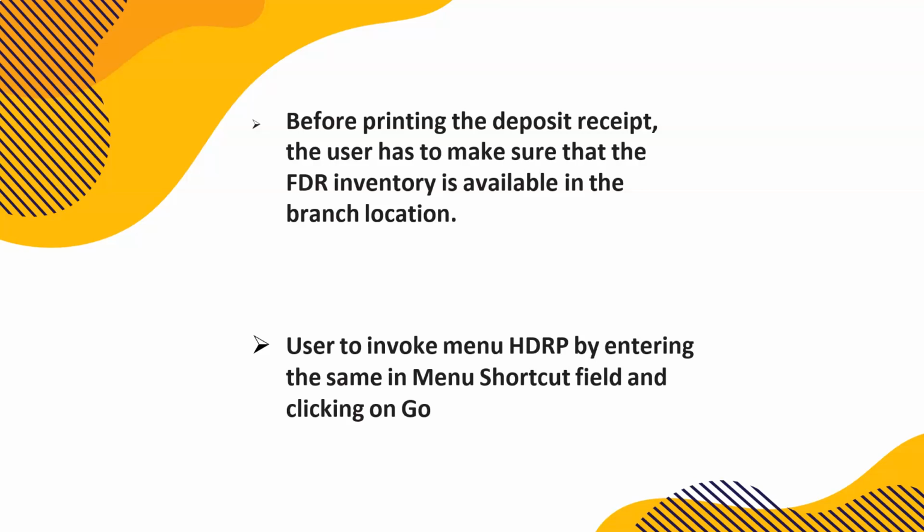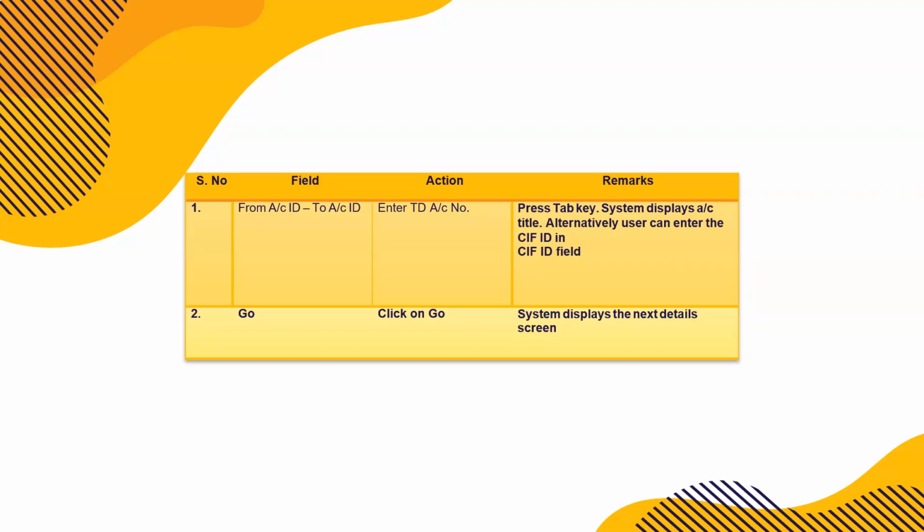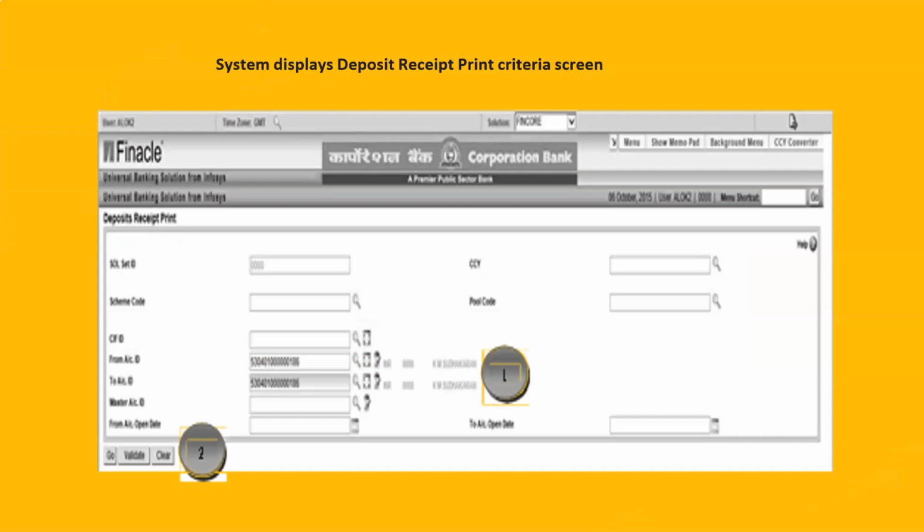The user invokes menu option HDRP by entering the same in the menu shortcut field and clicking on Go, right? From account ID, you can print many FDRs also. Suppose in a branch, in a day, 10 FDRs were made. All those 10 can be printed at a time by entering from account number to account number, right? Or you can choose one account number also. Or you can choose CIF IDs alternatively. So whatever FDR is connected with that CIF, or some people call it SIF, it will be automatically printed here. Then click on Go. This is the screenshot that you will get.